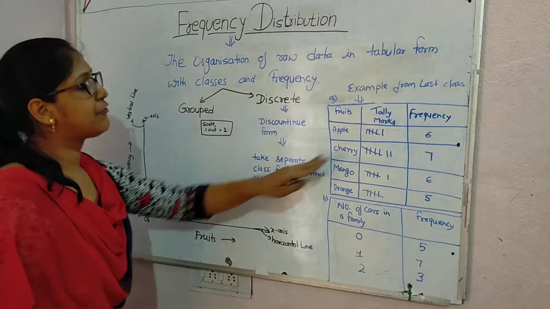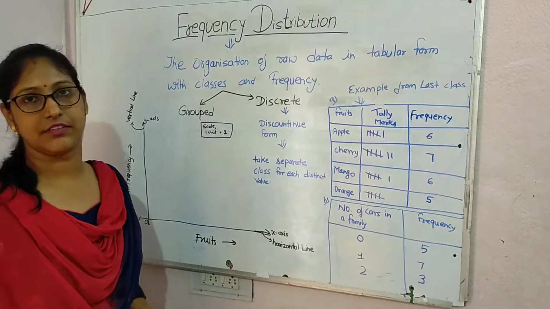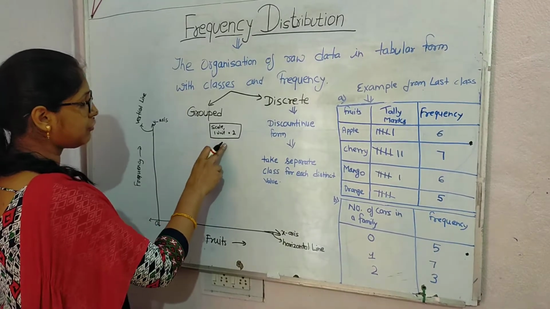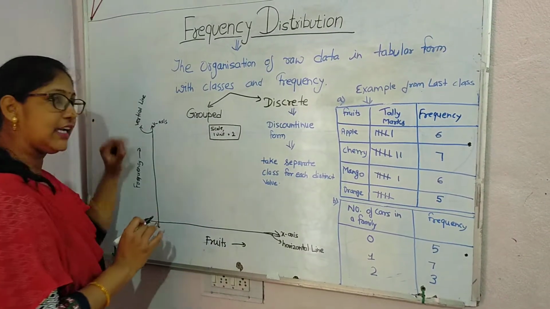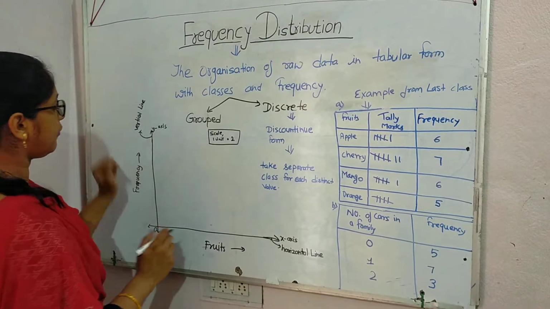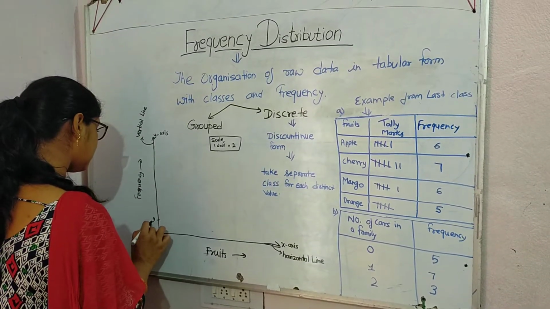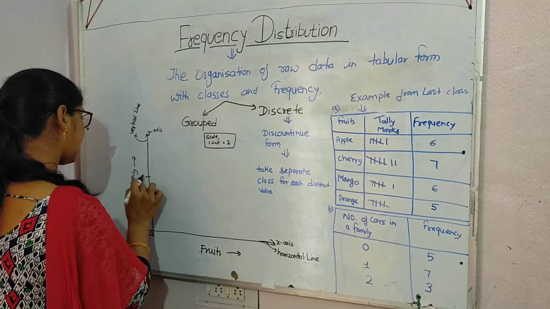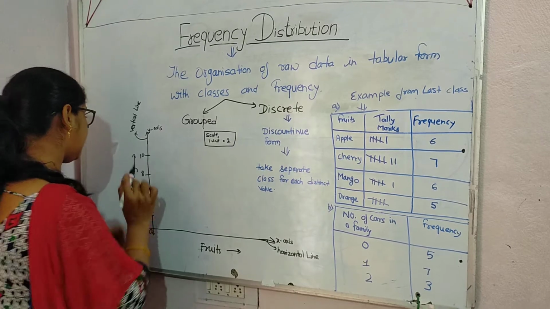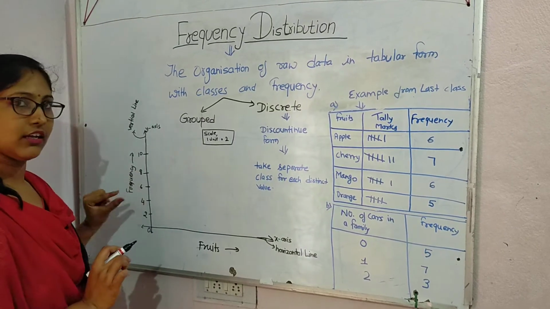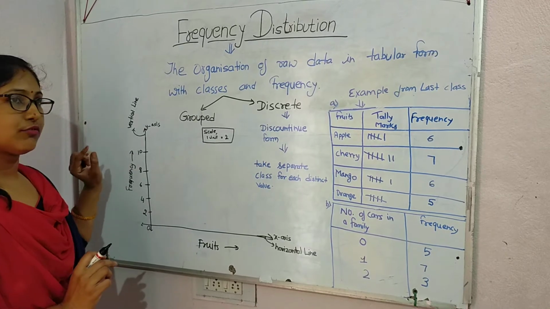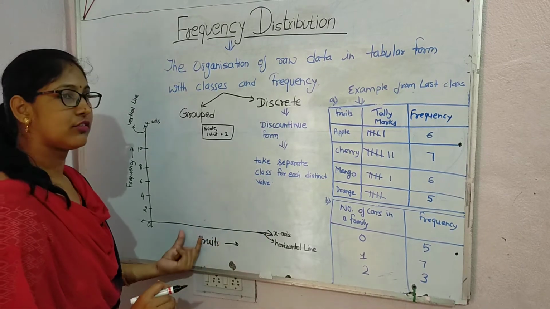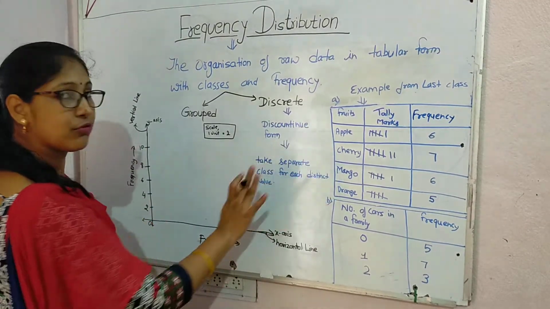Now we can see our frequency varies in the range from 5 to 7. So we have to choose a scale. I consider the scale 1 unit is equal to 2. So I divide the whole vertical line in gaps of 2. Our first is 2, second is 4, next is 6, next 8, next 10. We have to take all the gaps in equal width. For this you use graph paper. Same as we have to divide the horizontal line into 4 equal parts for the fruits.